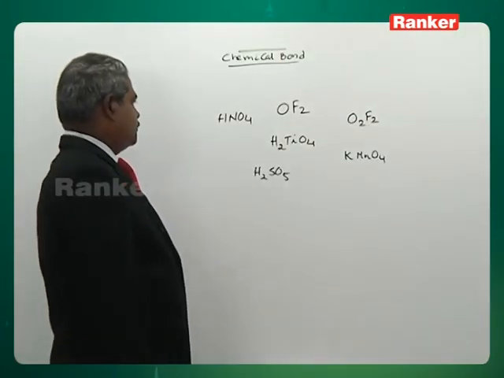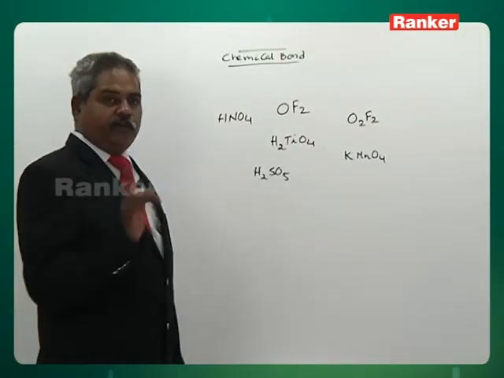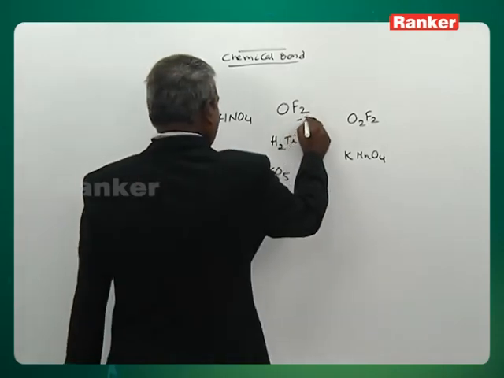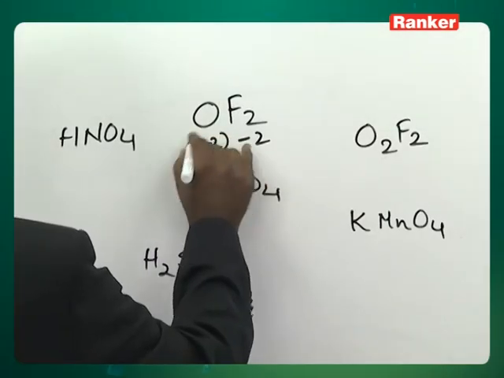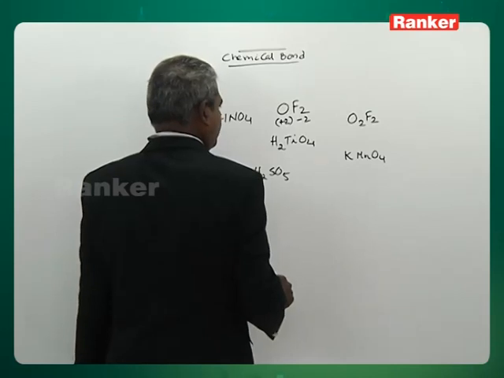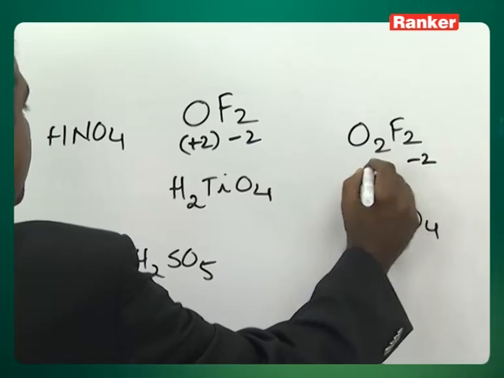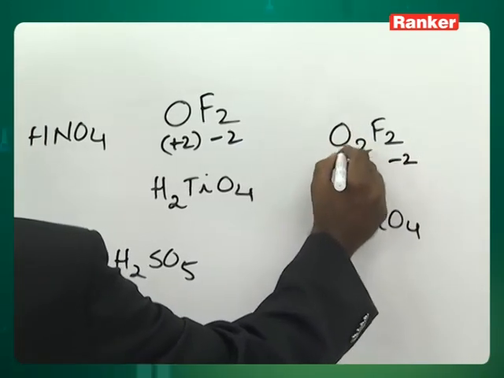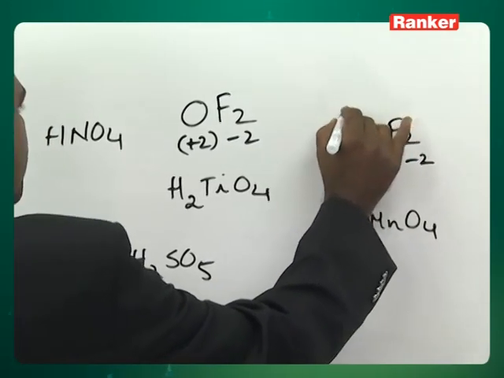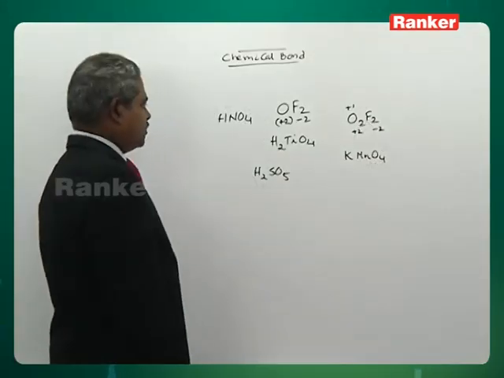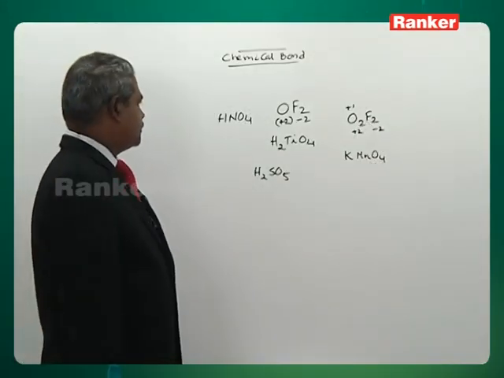OF2: who will decide? Fluorine will decide. 2 fluorines minus 2, so oxygen is plus 2. O2F2: 2 fluorines minus 2, so 2 oxygens plus 2, each oxygen plus 1.